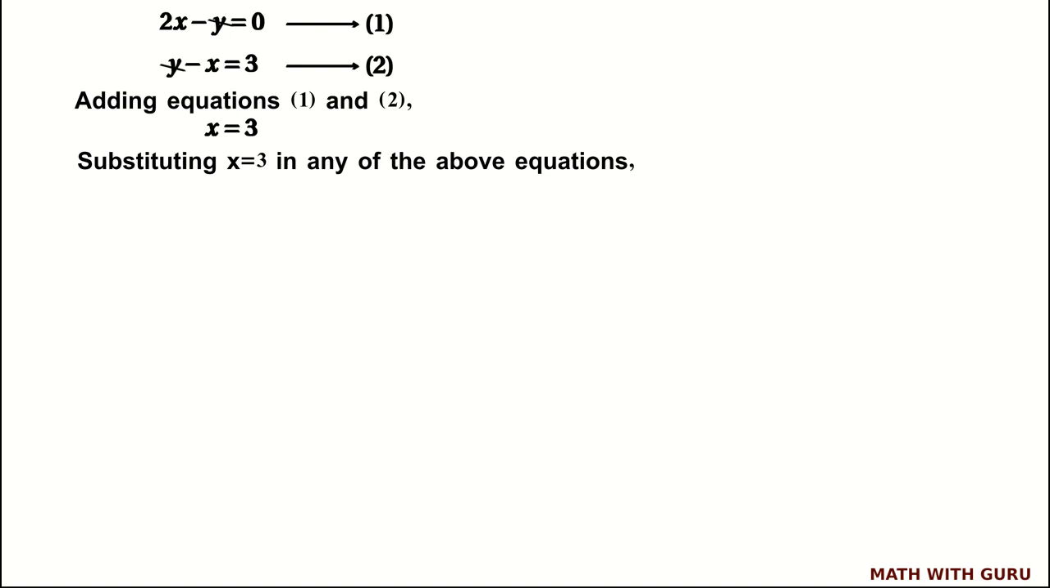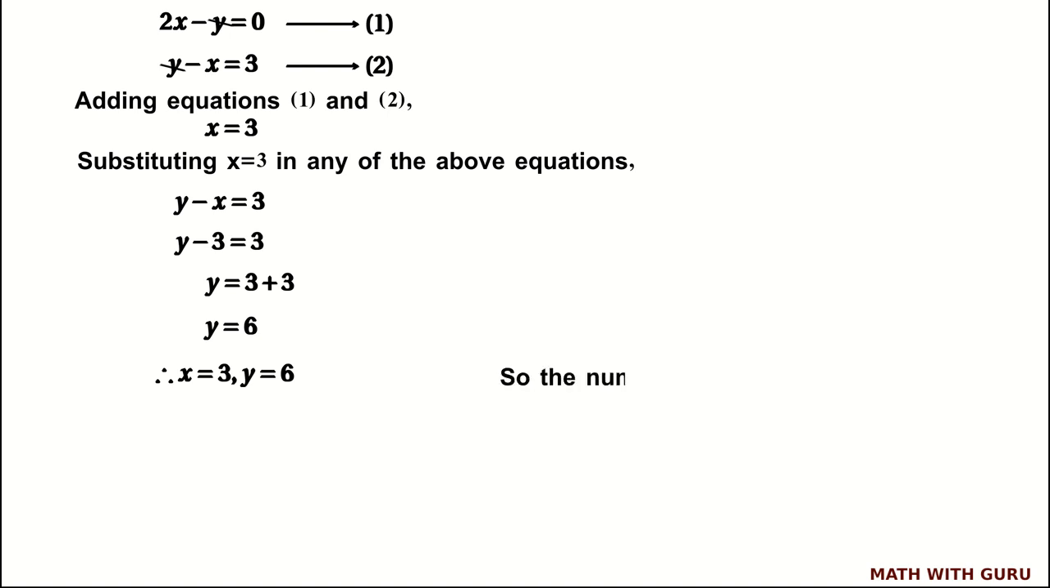Substituting x equals 3 in any of the above equations, I have taken the second equation, y minus x equals 3. Y minus 3 equals 3, y equals 3 plus 3, y equals 6. Therefore, x equals 3, y equals 6. Thus, the number is 36.